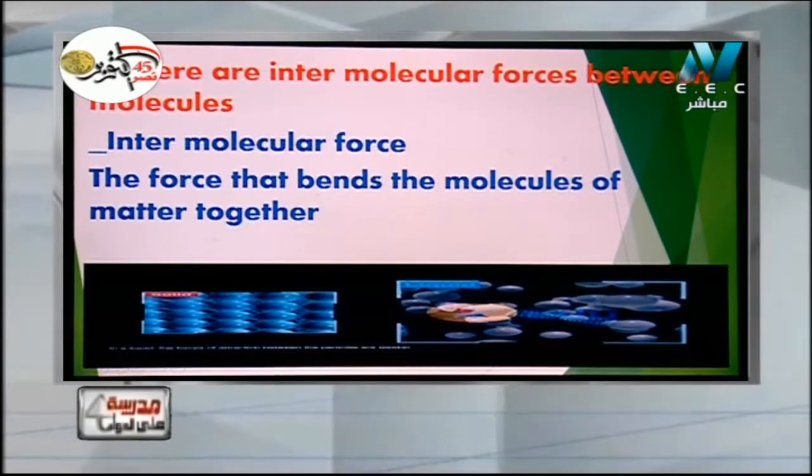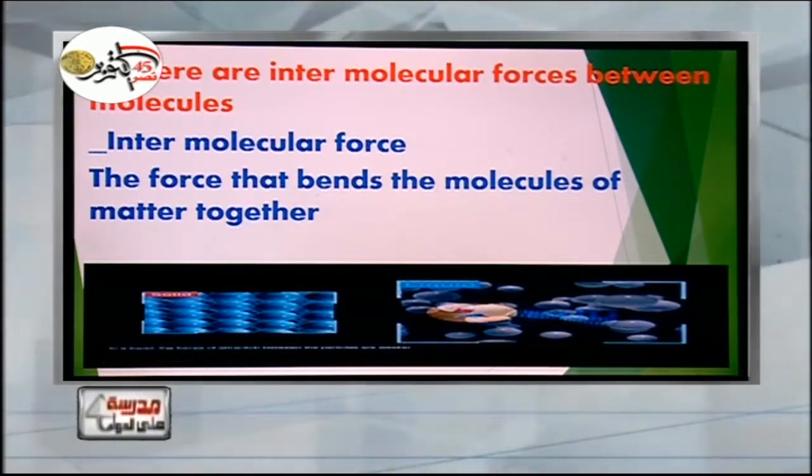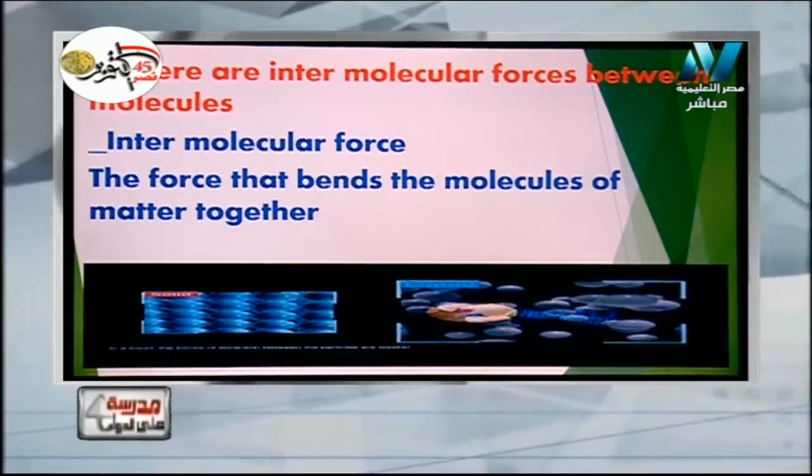Number 3, there are intermolecular forces between molecules. The properties of molecules: number 1, molecules are in a state of continuous motion. Number 2, there are intermolecular spaces between molecules. Number 3, there are intermolecular forces between the molecules. What is meant by intermolecular forces?